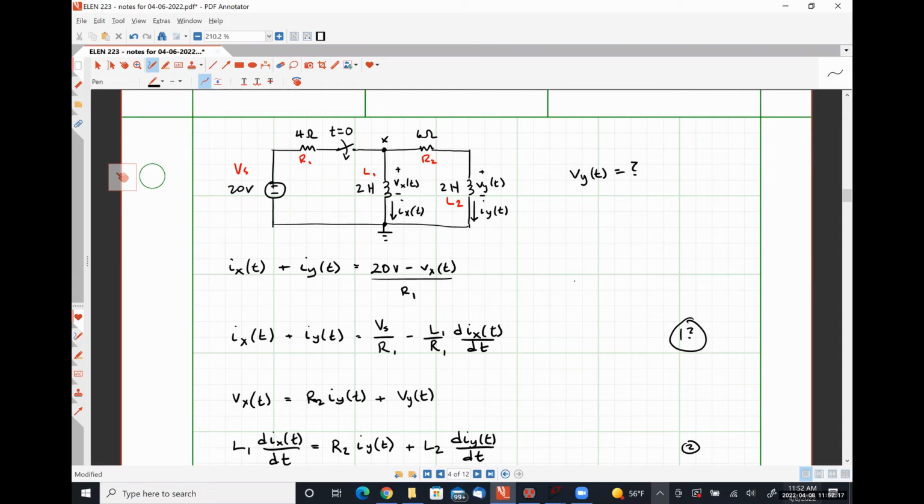Whatever node or loop you choose that helps you separate the variables, so that you can get one variable on one side of the equation and the other variable on the other side of the equation, is the one that you should use, generally speaking. Any other questions?